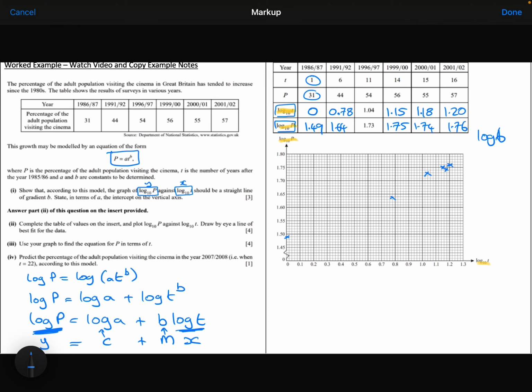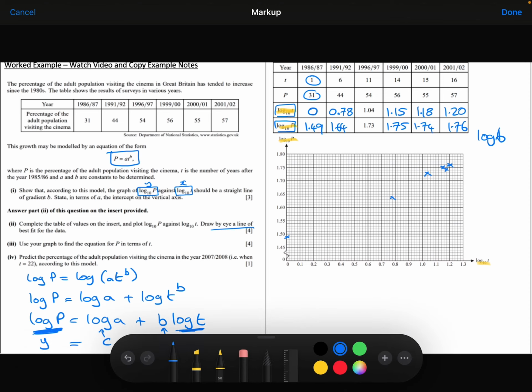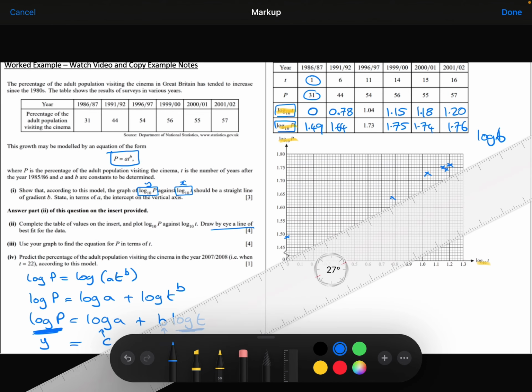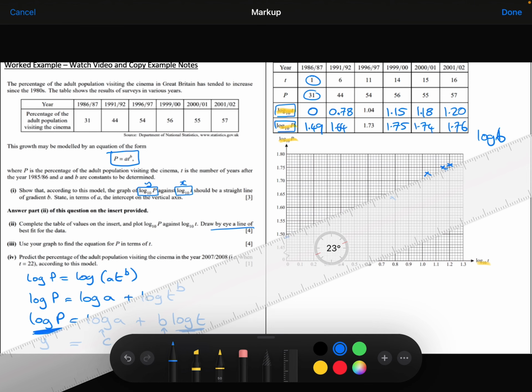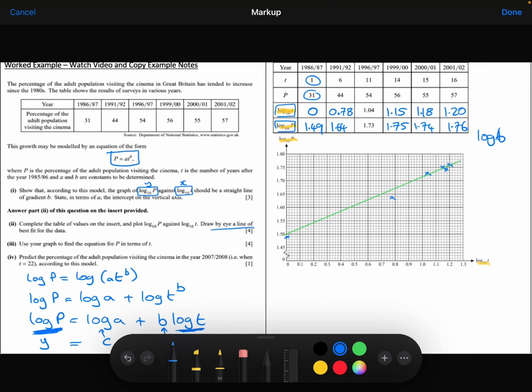Right, I now need to draw a line by eye for a line of best fit. So let me get my ruler and I'm going to draw a line of best fit through these points. I want to try and make sure I have the same number of points above the line as below the line, keeping the gradient about right. I think that should be okay. So I've got 3 points above the line there and I've got 3 points below the line. So there is my line of best fit.